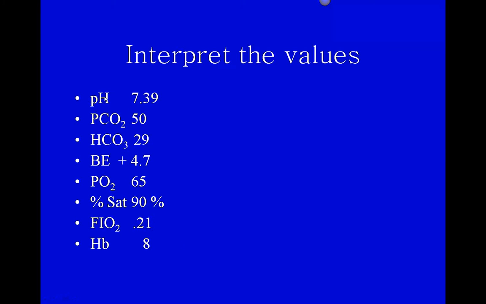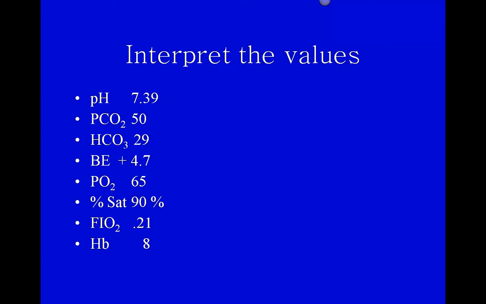Next, go to the pH. Identify it as an alkaline or an acid pH. If it's less than 7.40, it's acid. If it's greater than 7.40, it's alkaline. So I'm going to write acid beside this. I'm going to go to the carbon dioxide. Normal range for carbon dioxide is 45 to 55.